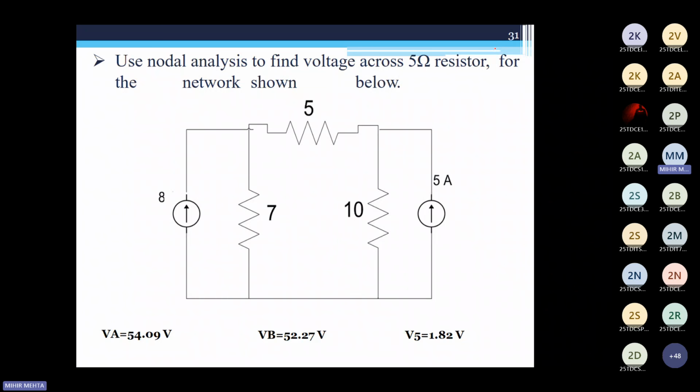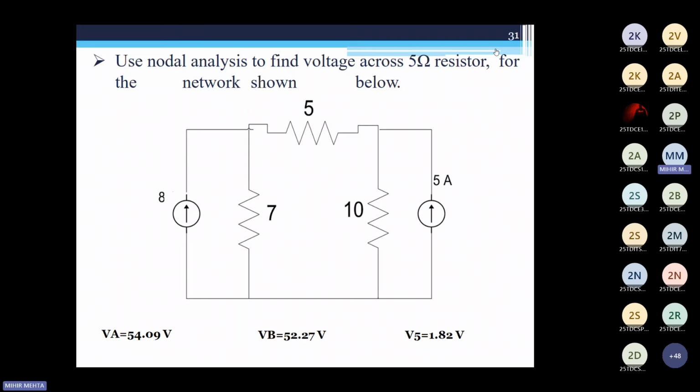So at node A, the equation would be 8 amperes, that is the current which is entering into the node. So 8 is equal to, it is dividing into two parts, that is current through 5 ohms and current through 7 ohms. So that would be VA minus VB divided by 5 plus VA minus VC divided by 7. Is this correct? How many of you are getting this equation correct? If you have any doubts, please ask.